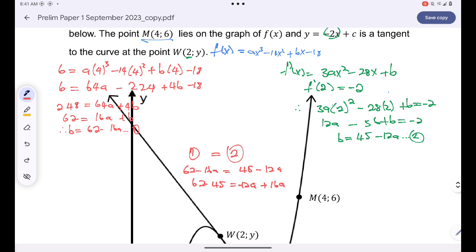Then 62 minus 45, what do we get? Where did I find the 45? Oh, it was supposed to be 54. Excuse me, guys.